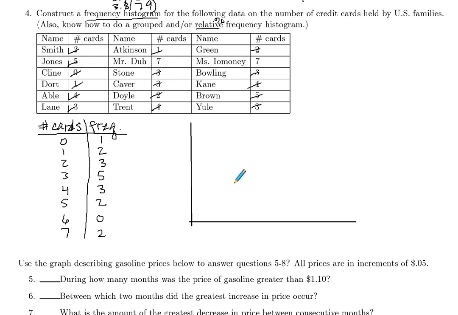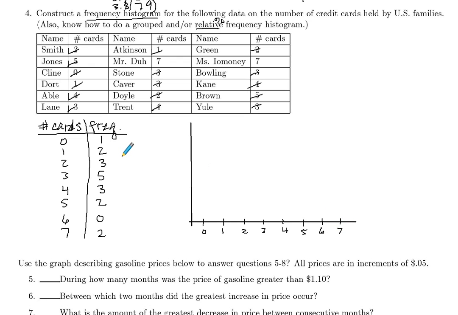And we want to center the bar over each number because there's only one number in the grouping here. Our groupings are just one number at a time. So we have a 0 here for 0 cards, and then 1, 2, 3, 4, 5, 6, and 7.